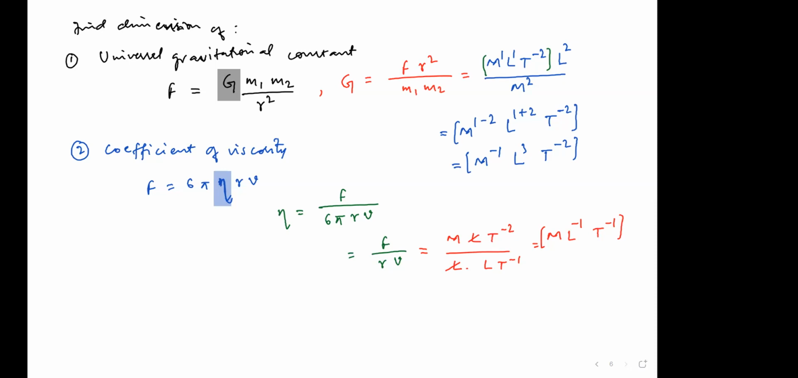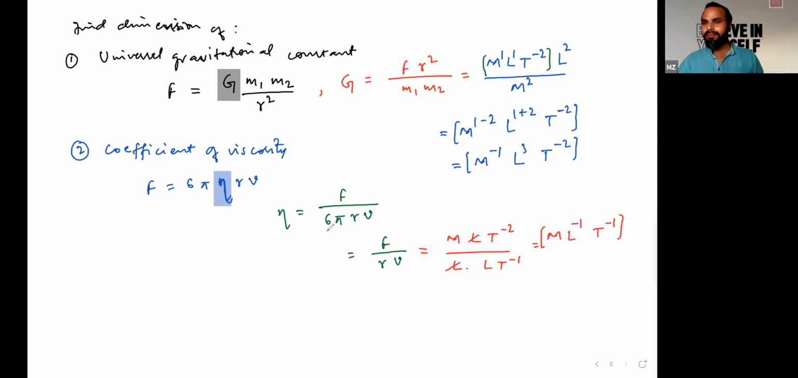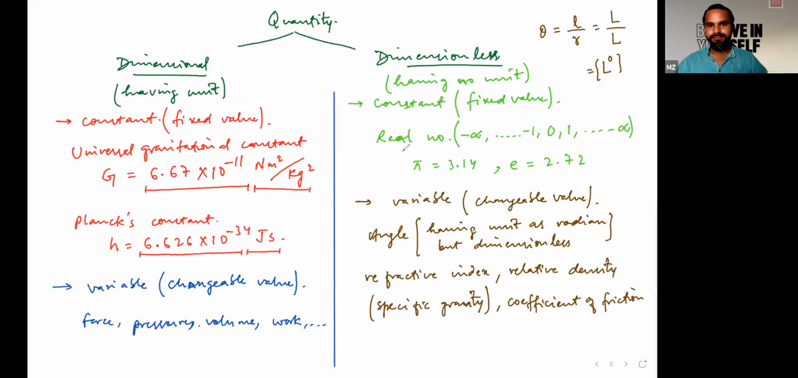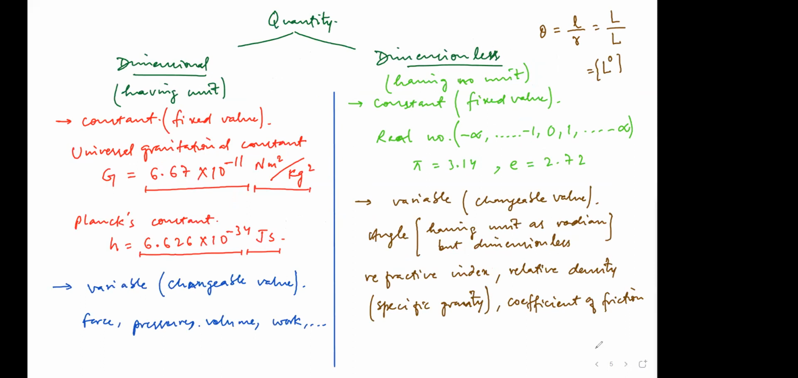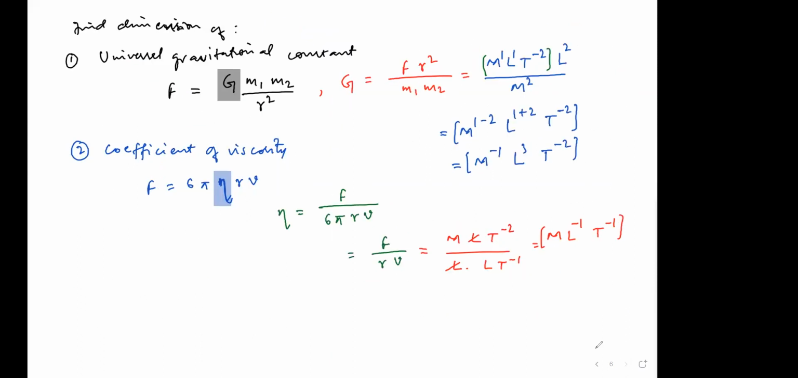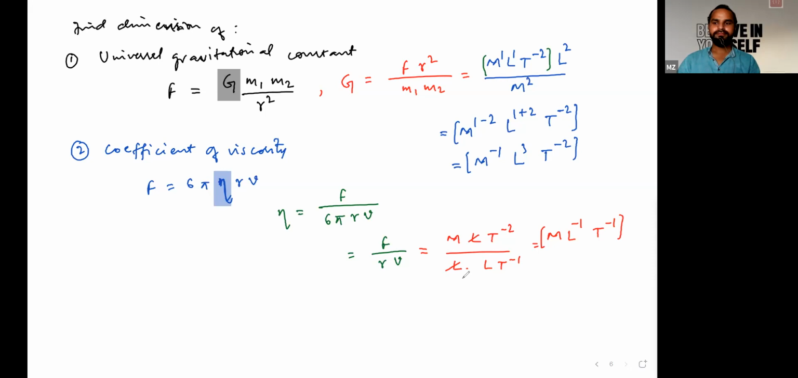Sir, I have one doubt. How did 6 pi go? 6 is nothing but any real number, okay? And pi is also a dimensionless constant, as we discussed in this section. So if any quantity is dimensionless, we can neglect it, okay? Okay, sir. Done, yes, sir.